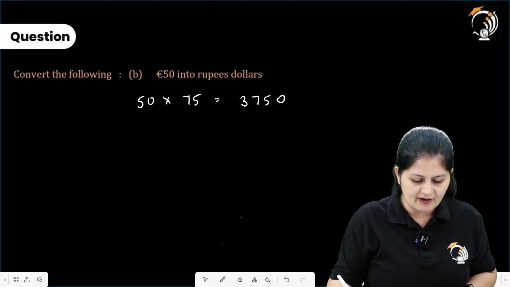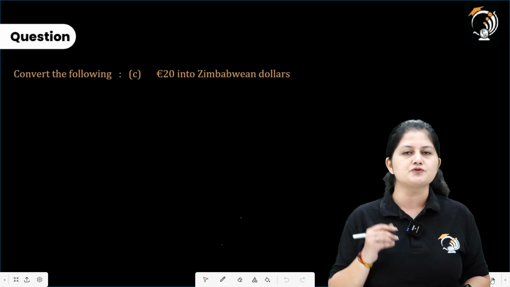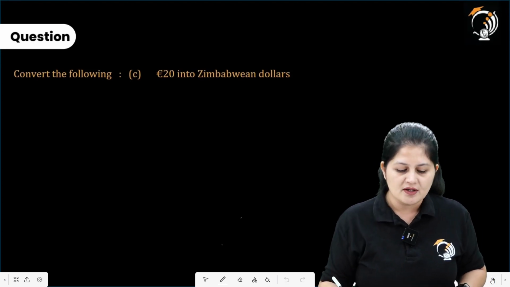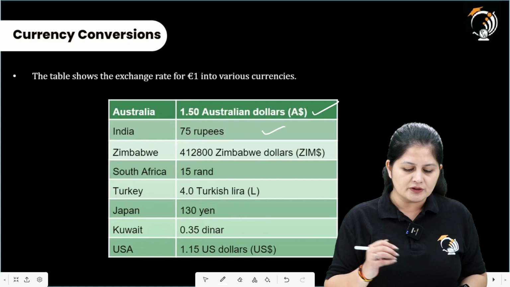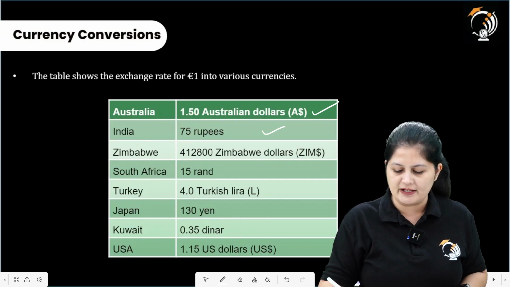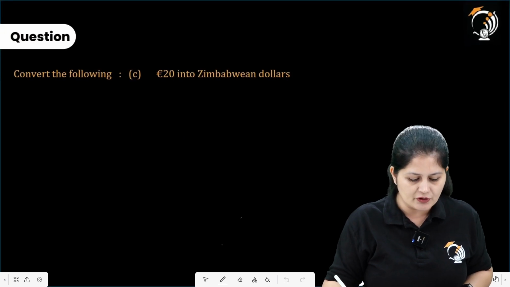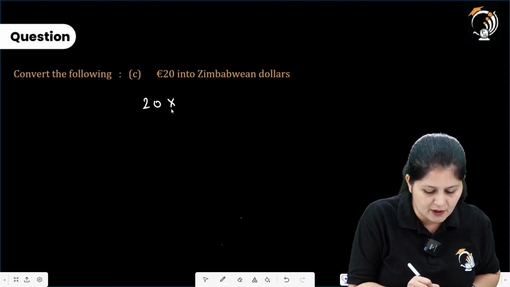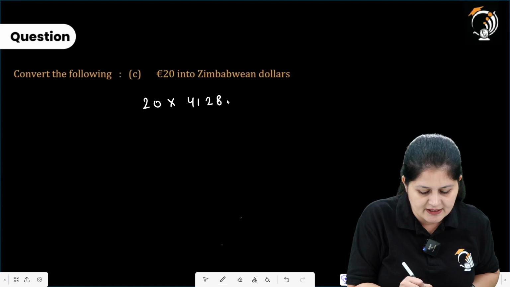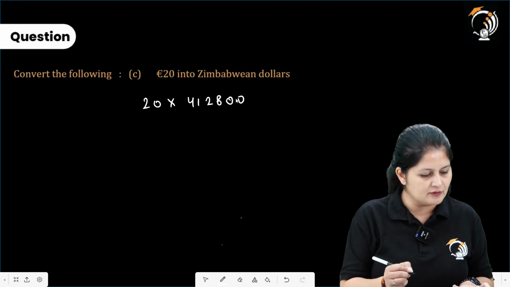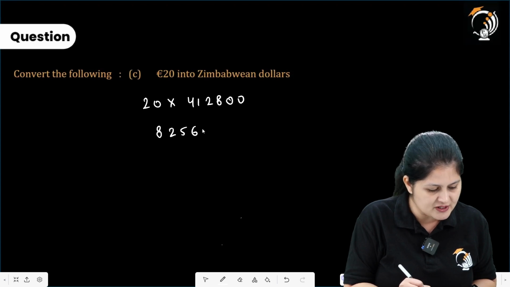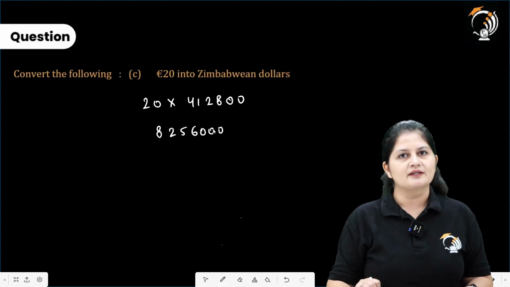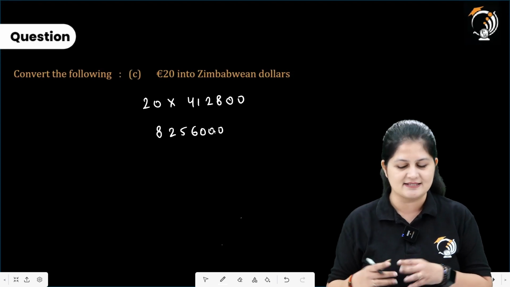Okay. Further, if I talk about the third one, which says we need to convert 20 euros into Zimbabwean dollars. So let's check the conversion table here. So that is equal to 412800, right? So we are going to do the same thing, 20 multiplied with 412800. So let's do this calculation. What are we getting here? So it is going to be equal to 8256,000. That is what we are going to get as the answer here.